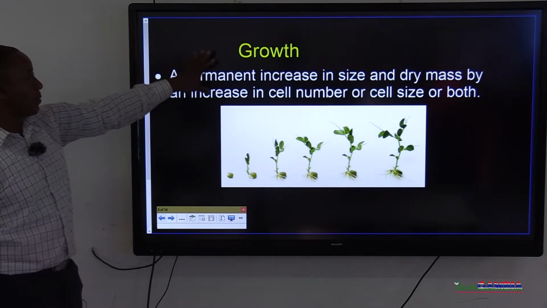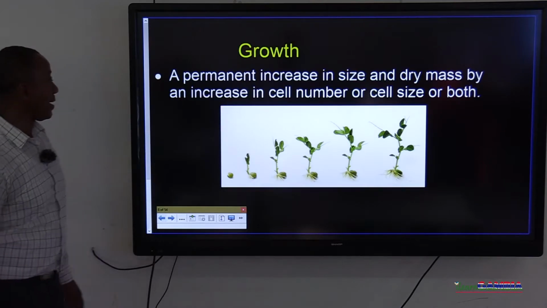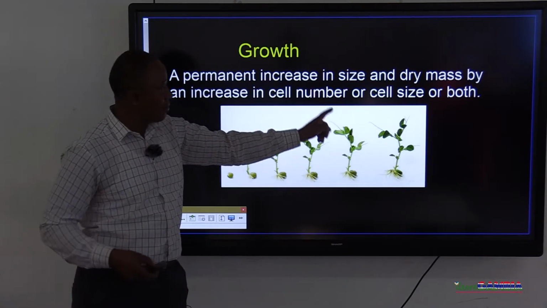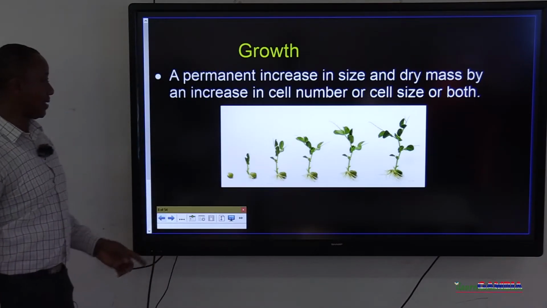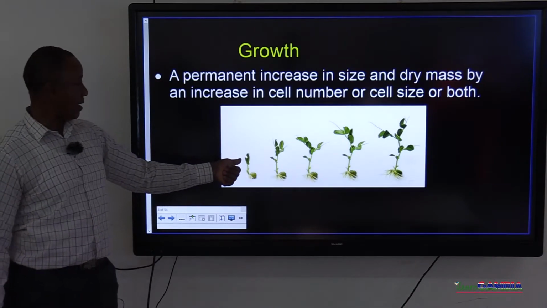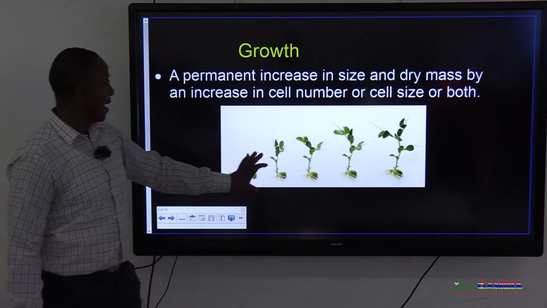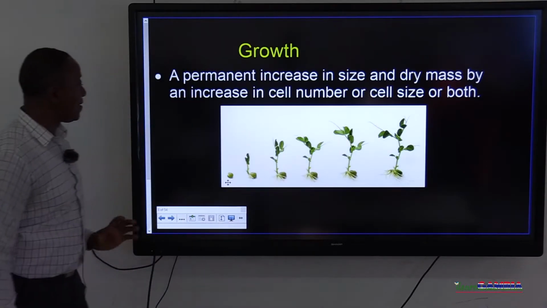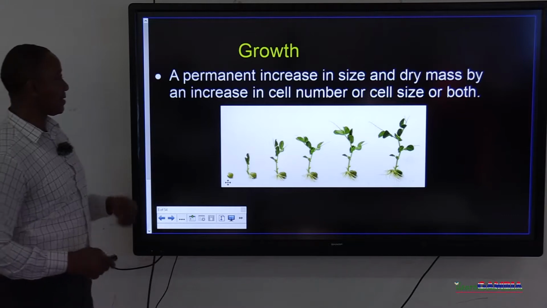So when you talk about growth, we're looking at permanent increase in size. Okay? And it can also refer to the number of cells that are increasing or the size of the cells. Let us look at a picture of a plant here. It starts from a seed, and there you have the seed, germinating, producing leaves and stems and root, and gradually you can see the height is changing, the size of the leaves is also changing. They are becoming gradually bigger and bigger. That is growth.